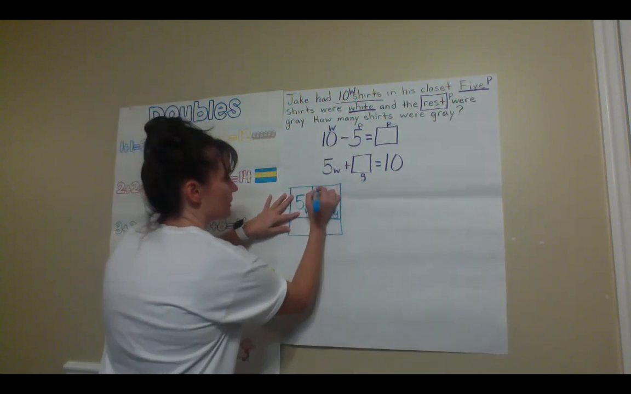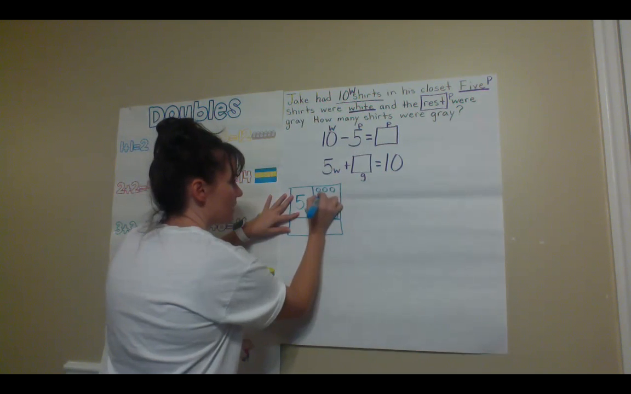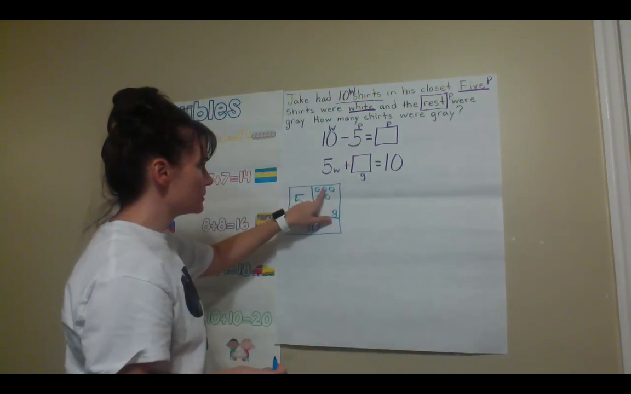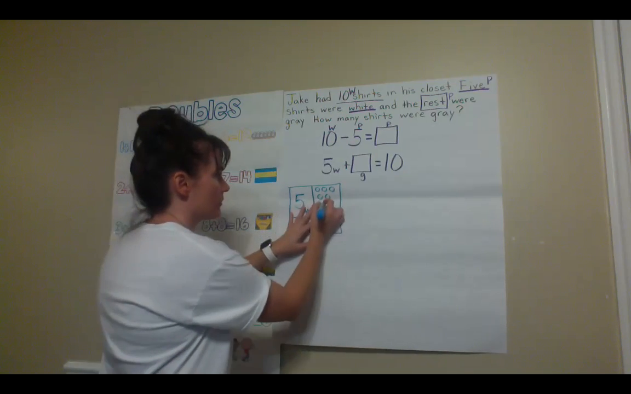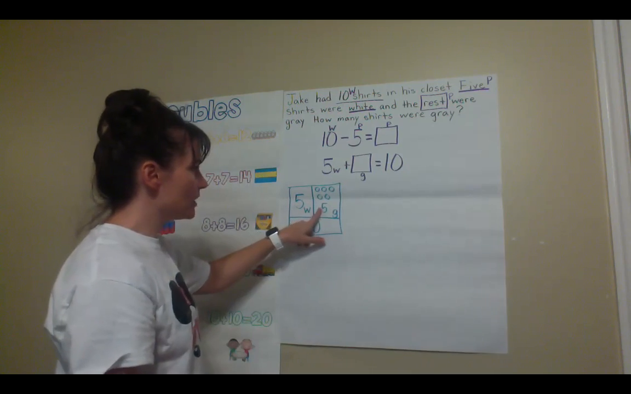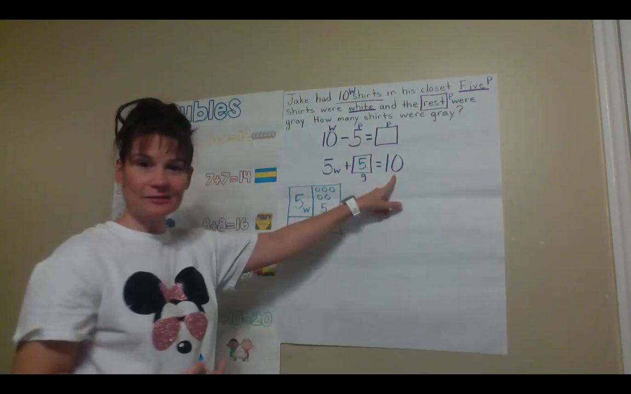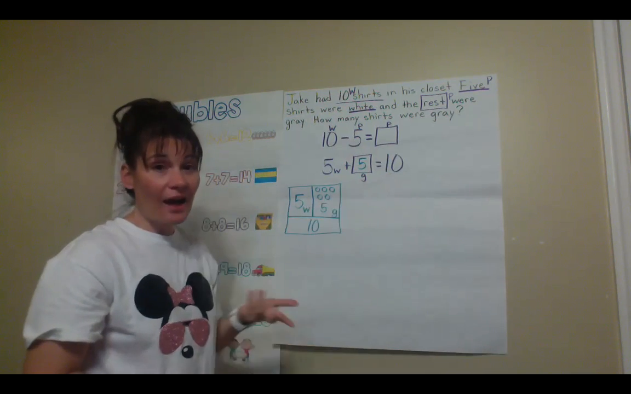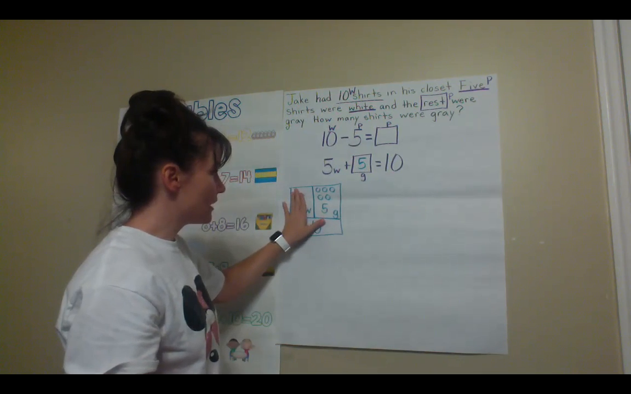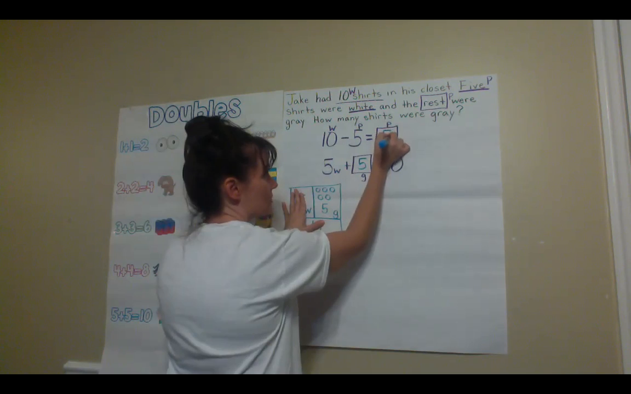5, 6, 7, 8, 9, 10. 1, 2, 3, 4, 5. So 5 plus 5 equals 10. I also know that 10 minus 5 equals my 5 that we just found.